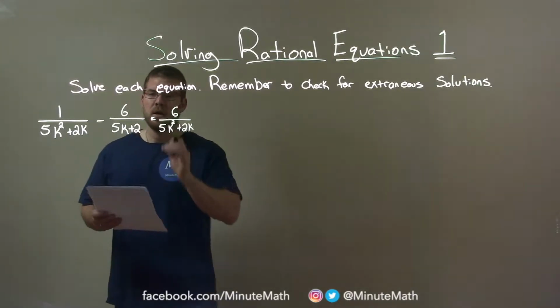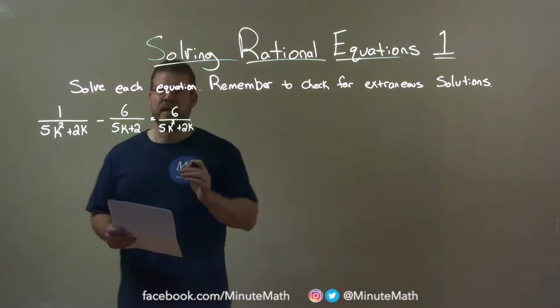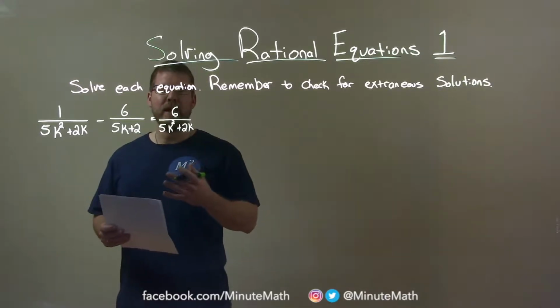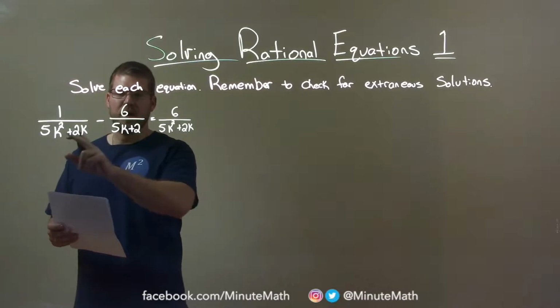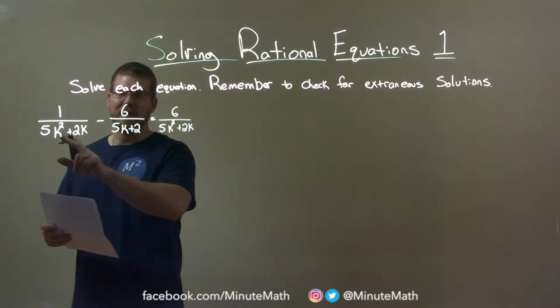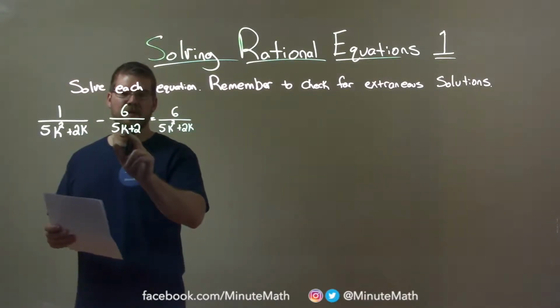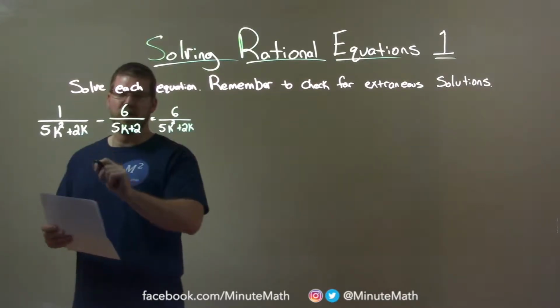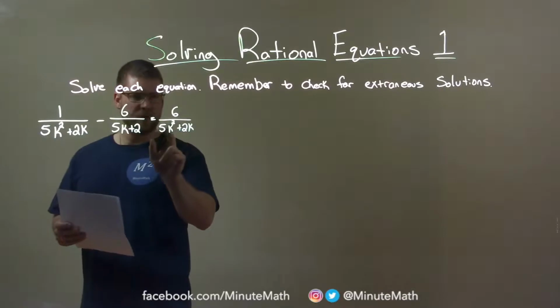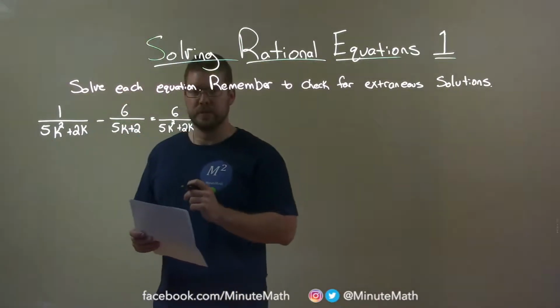One thing we know about our fractions is that we can only combine them when they have the same denominator. So, all of our denominators have a k, I see a 5, but notice we have a k squared and a k here, and this is just k and then a 2. So we have 5k squared plus 2k, and 5k plus 2.